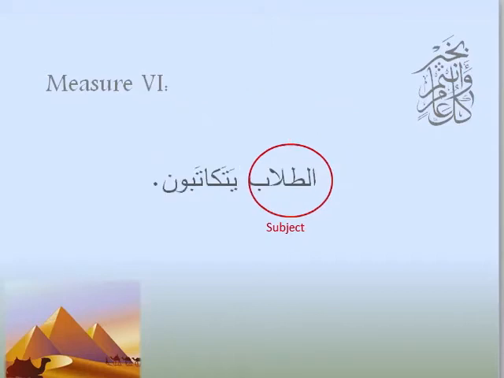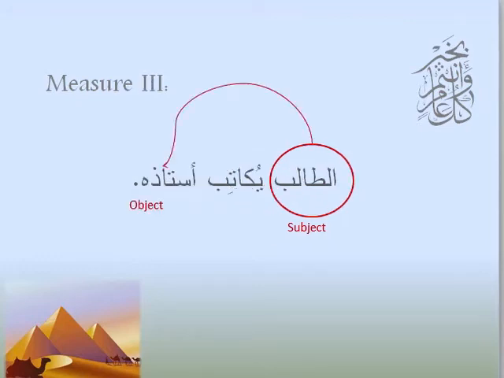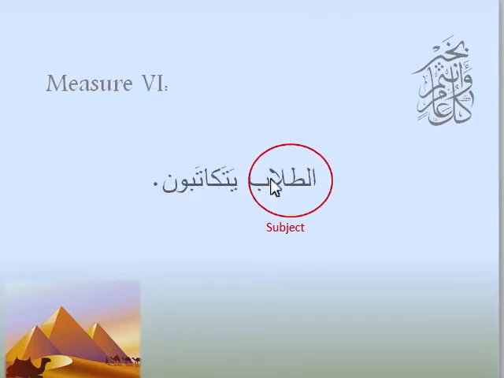Here's an example of a Measure 6. Okay, a talab yatakatabun. First off, notice the difference. The ta, we hear the ta, so we know this is a Measure 6. But who do we have here? A talab, this is a plural, all right, meaning who? The students correspond, right? It's the same basic verb here, but who are they corresponding with? Each other, amongst themselves. So the interaction is happening inside this subject.